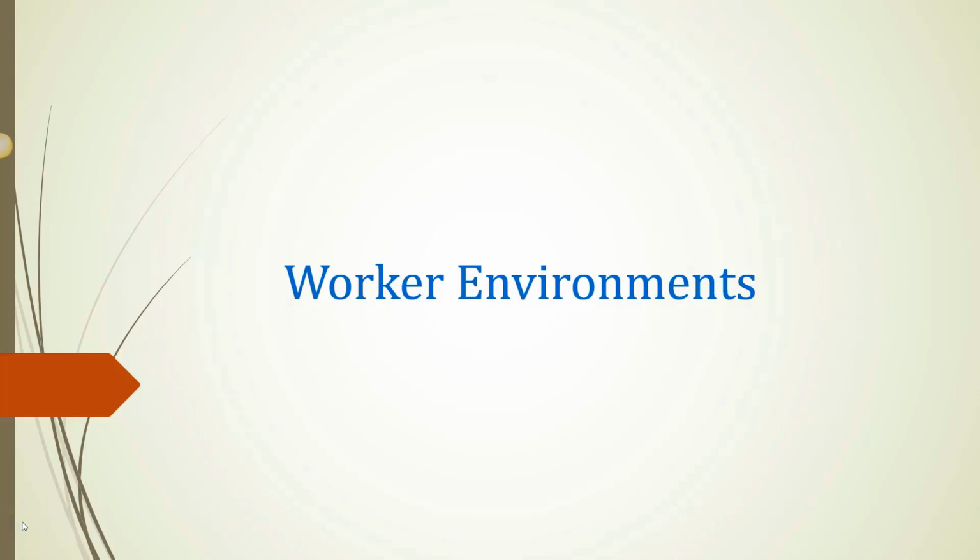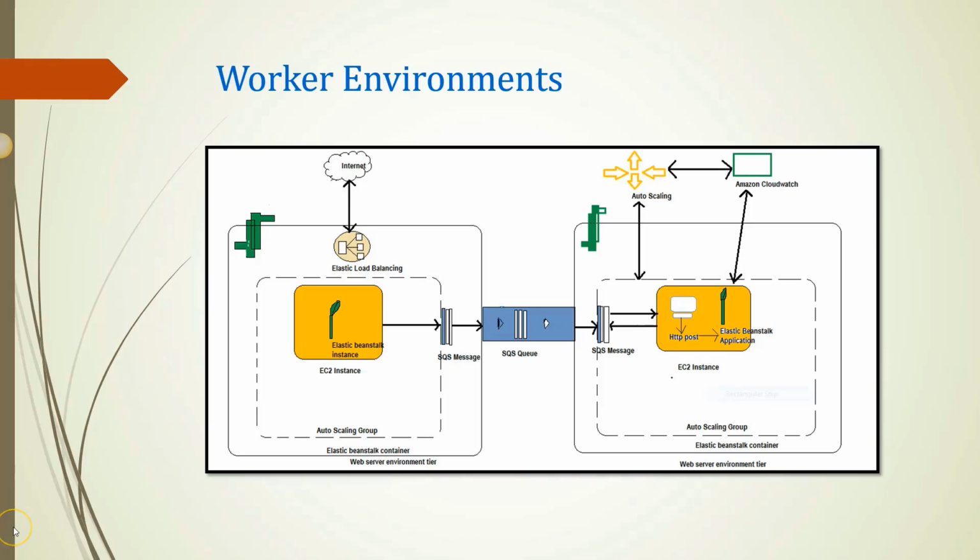Now let's talk about worker environments. So here you can see the architecture of worker environment. There are 2 environment tiers, this is the one and this is the another. AWS resources created for a worker environment tier include an auto-scaling group, one or more Amazon EC2 instances, and an IAM role. For a worker environment tier, Elastic Beanstalk also creates and provisions an Amazon SQS queue if you don't have one already. Here you can see they have an SQS queue, and this is the SQS message which is coming from EC2 instance.